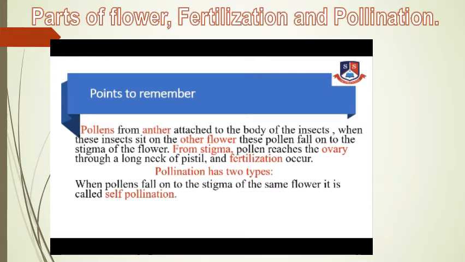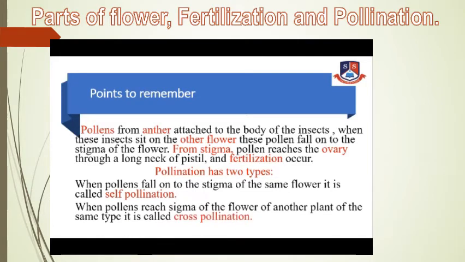And what is cross-pollination? When pollens reach the stigma of the flower of another plant of the same type, it is called cross-pollination.